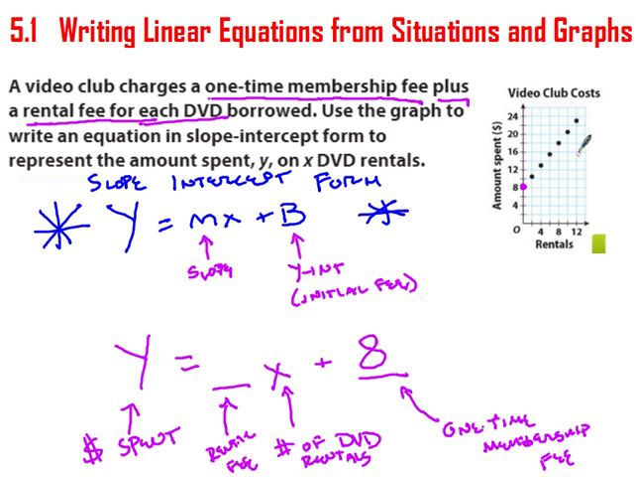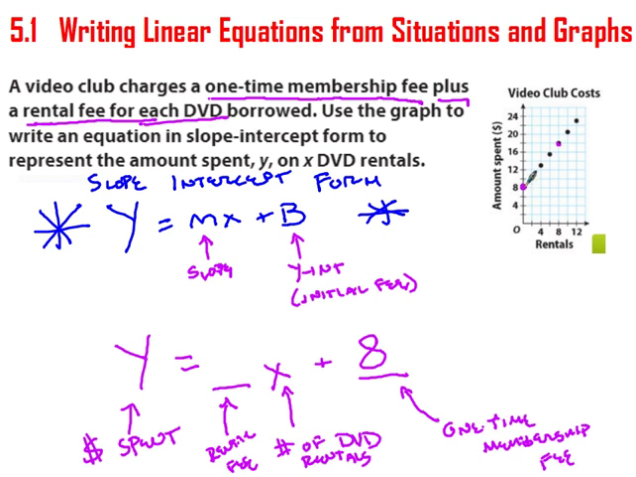Well, if we look here, okay, it looks like our X values are going by 2s. Our Y values are also going by 2s. And then it's hard to find a perfect point, but I have a perfect point right here. The graph's a little bit difficult to read, but my perfect point is right here on 18 and 8.